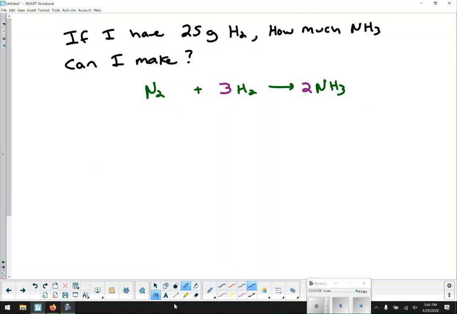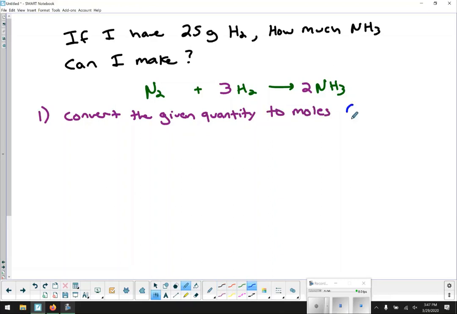The steps to any stoichiometry problem are pretty simple. And I will give you guys online a step-by-step guide. It's just called How to Do Stoichiometry Problems. But the first step after balancing the equation, once you've got a balanced equation, step 1 is to convert the given quantity to moles. So whatever your given quantity is, in this case, that given quantity was 25 grams of hydrogen gas.